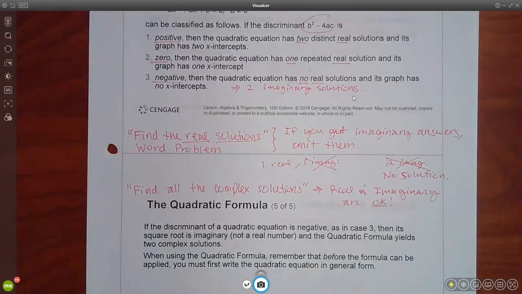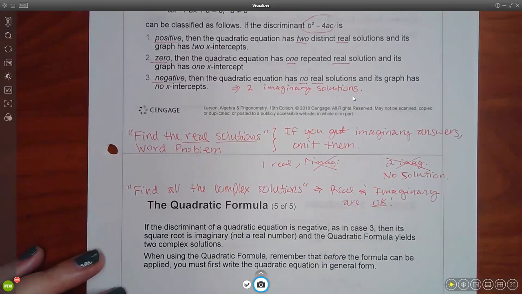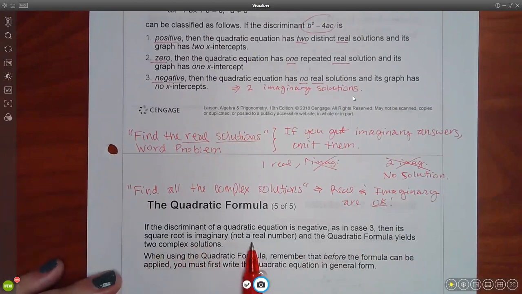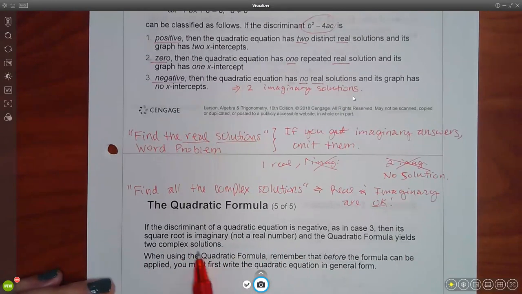Okay, so with that information, I am going to go ahead and... oh yeah, it's just telling us that in case three, the square root would be negative, which means it'll be an imaginary number. Imaginaries are not real numbers. And that's why you would end up with two complex solutions. Remember, complex is another way of saying we're going to group in the imaginaries with us, okay?